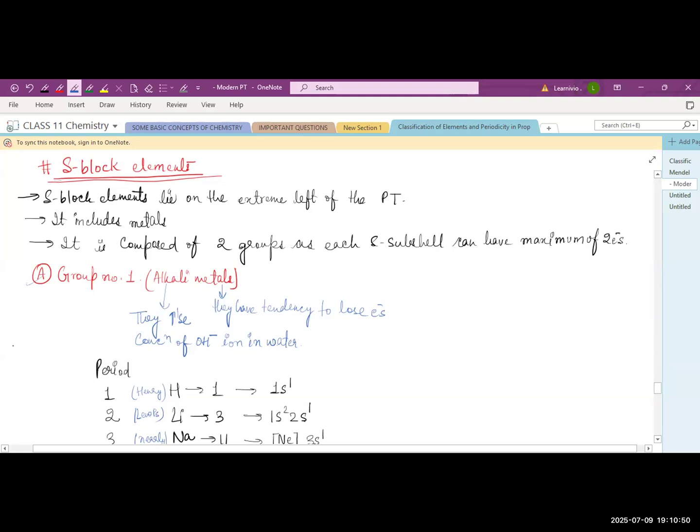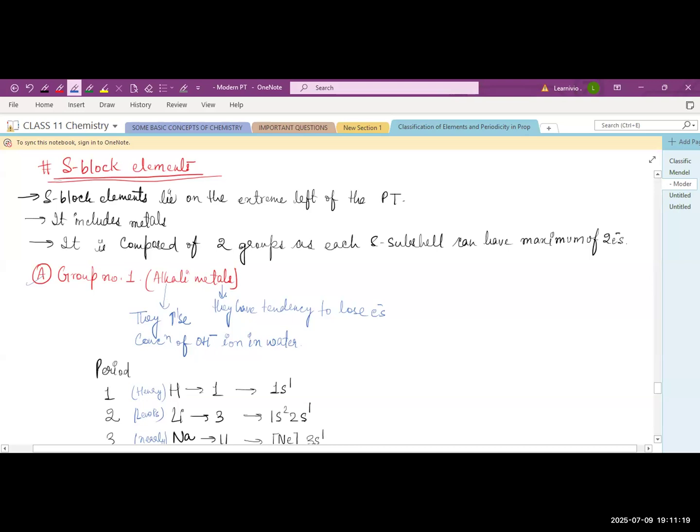Alkali metals. I just told you why they are known as alkali metals. When you put these metals into water, they increase the concentration of OH minus ion. Basically, they are alkaline in nature. The hydroxides and oxides of these metals are alkaline, that is, basic in nature. That's why they are known as alkali metals.